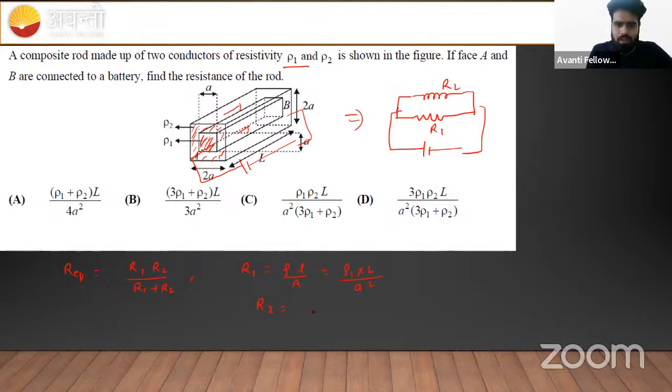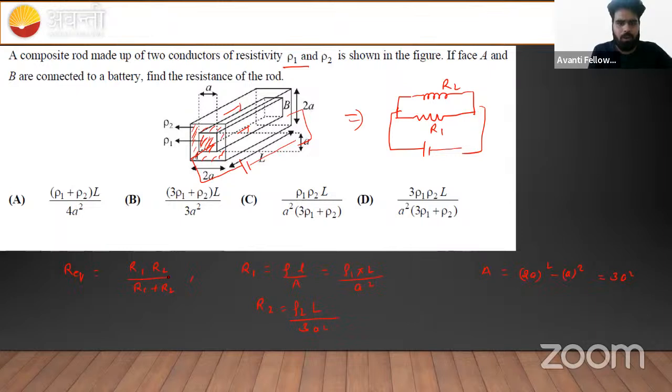So we can say the length is same as the previous one. And what is the resistivity of the second material? That is rho 2. What is the cross-sectional area? That is the annular area. Annular area means the interface area, which can be written as 2a square minus a square. We can say that is 3a square. Put the value here, 3a square.